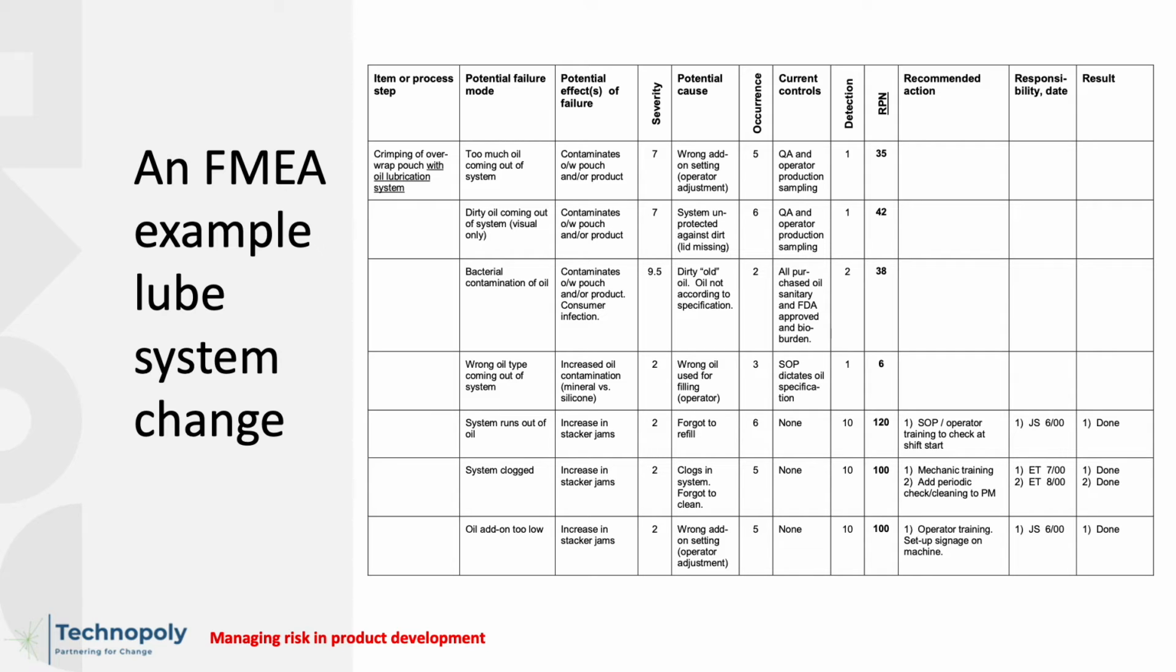For each of these items, you get to evaluate now the potential failure of those items one by one. So for the lube system change example, which is a component of the overall lube system, the potential failure would be as follows related to the item that we started. Too much oil can come out of the system. Dirty oil can come out. There could be contamination. There could be a wrong type of oil coming out. These are potential failures related to that particular part or component of the lube system.